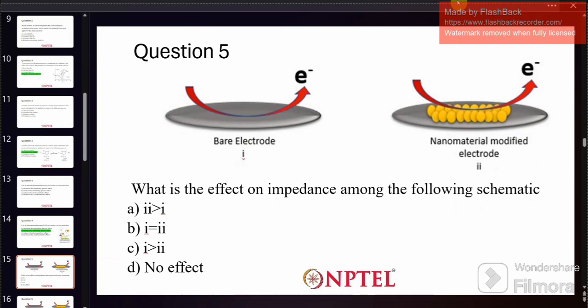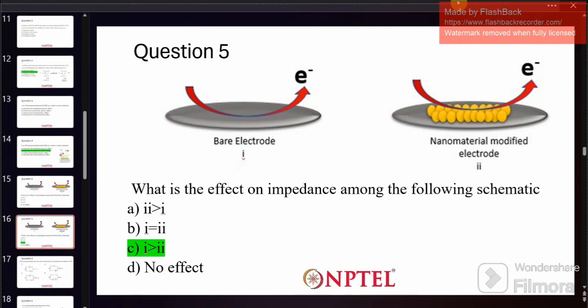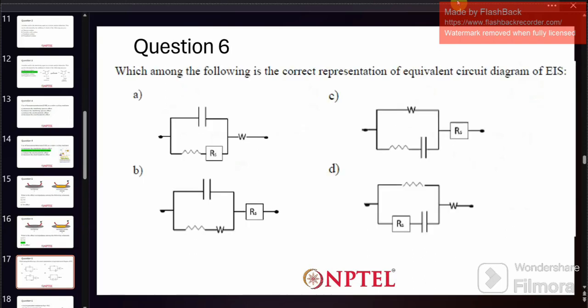In the next question, we have two electrodes, a bare electrode and the nanomaterial modified electrode. We need to find out which one has the higher impedance. The nanomaterial modification is done to make the electron transfer faster. Obviously, where the electron transfer is faster, the impedance is lower. So the impedance at the bare electrode will be higher than the impedance at the nanomaterial modified electrode.